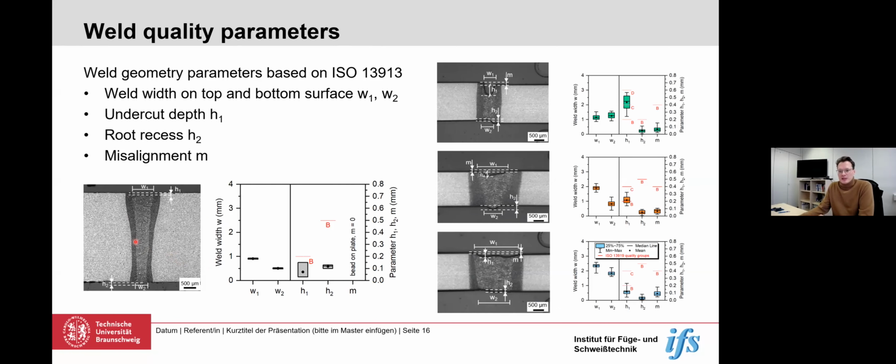So here we see our welds. We had nice laser welds. These were basically a good quality. And we also had laser welds with varying quality. So we had here a large undercut depth, and here we had a wider weld with different weld geometry parameters, and here as well. And basically, we determined typical weld quality parameters based on an ISO standard that catches the quality quite well. And we have the weld width, we have the undercut depth, we have the root recess, and we have misalignment. And we then determined all these factors, and we were able to compare them.